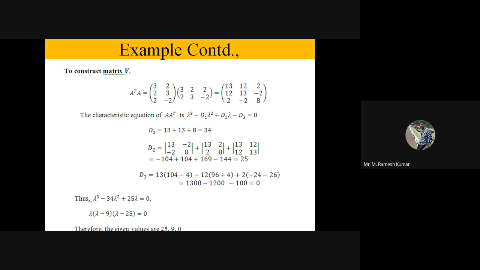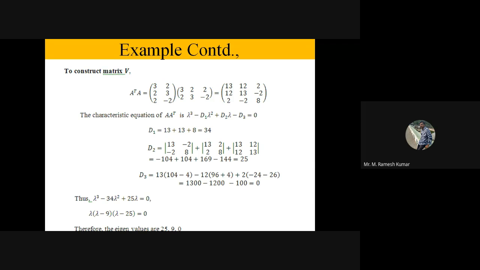Right now we are going to find the eigenvalues and eigenvectors for the same matrix. So it is a 3 by 3 matrix. The characteristic equation is lambda cube minus d1 lambda square plus d2 lambda minus d3 equal to 0. So what is d1? The sum of diagonal elements: 13 plus 13 plus 8 equal to 34.